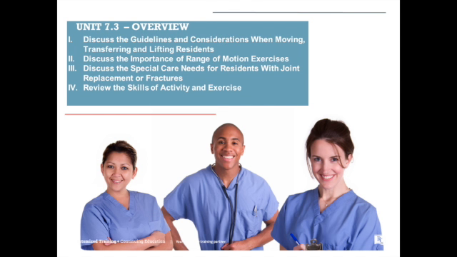Our last section of this unit is going to discuss special care needs for residents with joint replacements or fractures. There are a few different types of joint replacements that we work with in our nursing facilities. Most commonly, these are going to be hip replacements or repairs, knee replacements or repairs, and perhaps a shoulder replacement or repair. We want to make sure that anyone that has a hip or a knee replacement or repair, that we are maintaining their weight-bearing status.